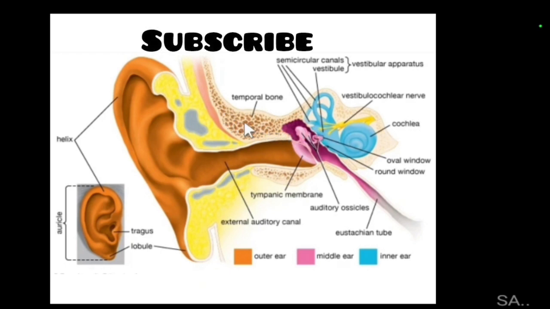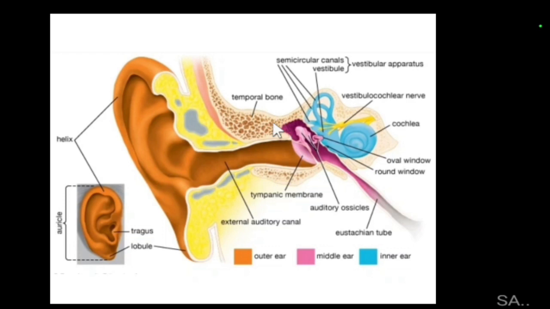You can see here the temporal bone. So the temporal bone is basically present at the base and the sides of the skull. This is covering this whole part, the middle and the inner ear.